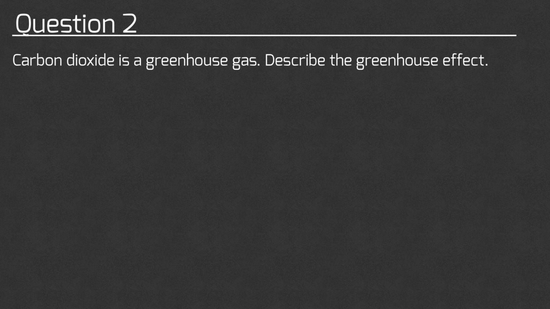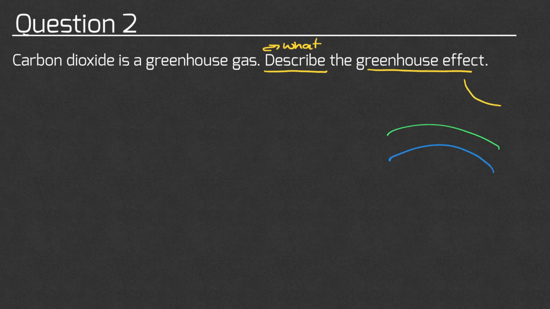For this question, it says that carbon dioxide is a greenhouse gas. Describe the greenhouse effect. So breaking down the question, describe means say what, so it's something which you should have learnt, and we're describing the greenhouse effect. Now, whilst this is an answer you should have learned, you can help yourself remember the process by drawing a quick sketch. So in this quick sketch, we can see that we've got the sun, the earth, and this green line represents the atmosphere. So let's remind ourselves of what this general process is.